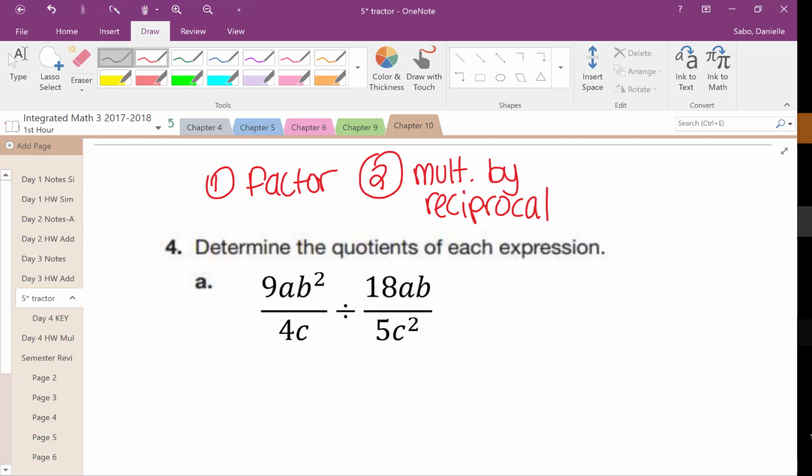Okay, multiply by the reciprocal of everything you're dividing by. Everything. So if I had 2 divisions, I would multiply by both of the reciprocals, which we'll get to eventually.